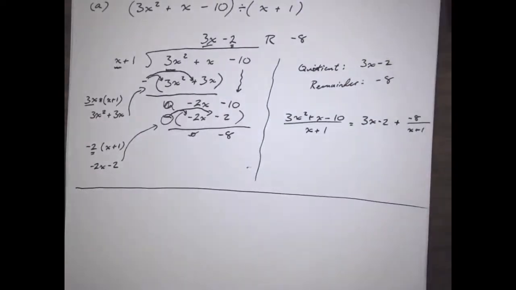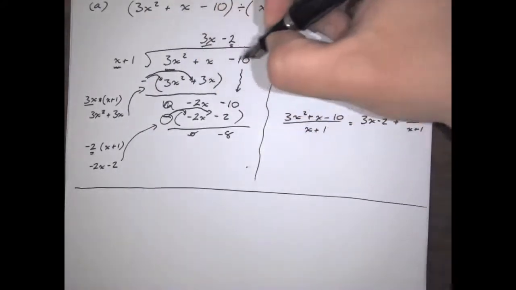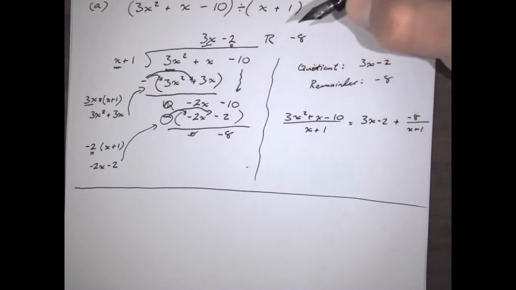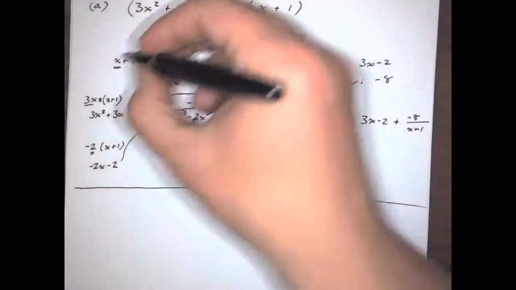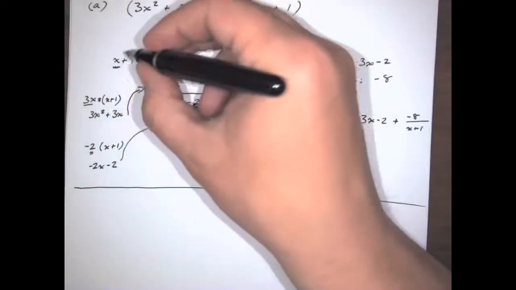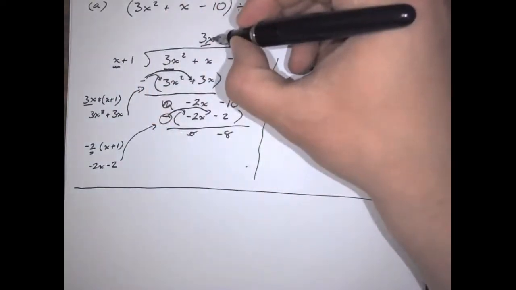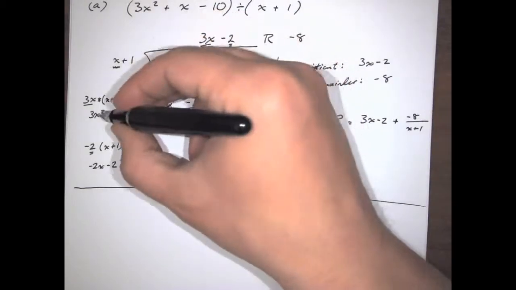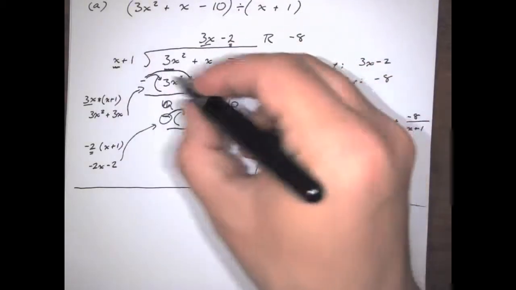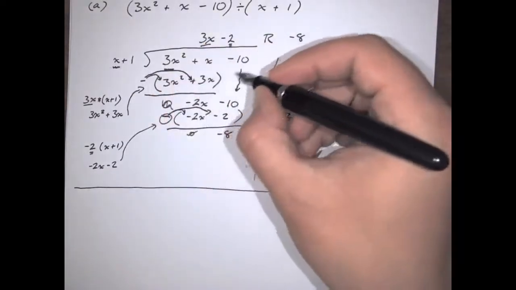So, a recap of how we produced this. We put the dividend under the division, and then we put the divisor to the left of it. We looked at the leading term and figured out what we have to multiply this by to make this. It's going to be 3x, so that goes up here. Now what do we do with that 3x? We multiply it by the x plus 1, and that produces this, which in turn goes up here, which in turn gets subtracted. And when that gets subtracted, all that's left is a negative 2x.